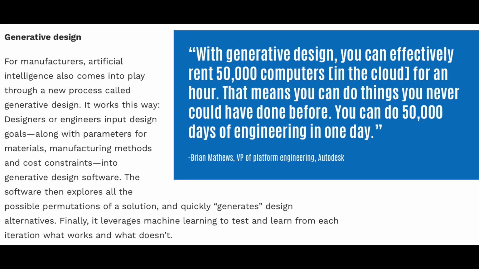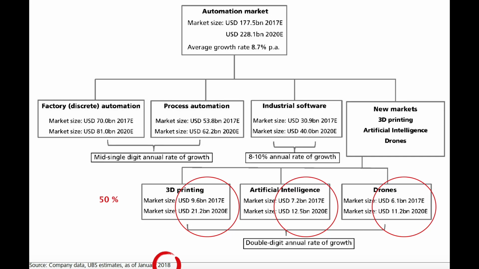This is already possible today. With generative design, you can effectively rent 50,000 computers in the cloud for an hour. That means you can do things you never could have done before. You can do 50,000 days of engineering in one day. That, in CAD works, of course, is possible already today, but with quantum computing, anybody can probably do that on their computers. This is the UBS Bank recommendation.